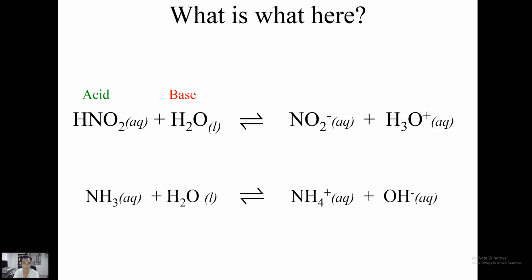So we denote that by the acid and the base, with the acid being HNO2. Now again, you do have to know these acids, so it's very important that you memorize the list of acids that would best fit this so that you don't have to think about what the acid is.